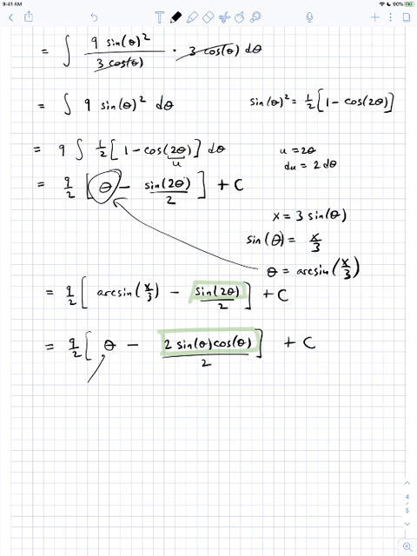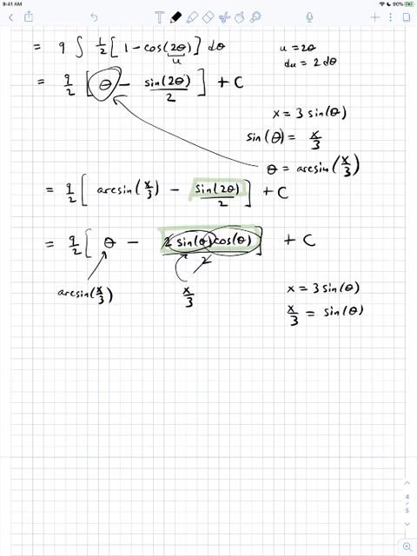So we know what theta is. Theta is arcsine x over 3. We also know what sine is because we know that x is equal to 3 sine theta. So that means that x over 3 is sine of theta. And that's what we have right there, sine of theta. So that's x over 3. That 2, of course, cancels with that 2. The only question is about that cosine. Well, if you know what sine is, then you know what cosine is because of the Pythagorean identity.